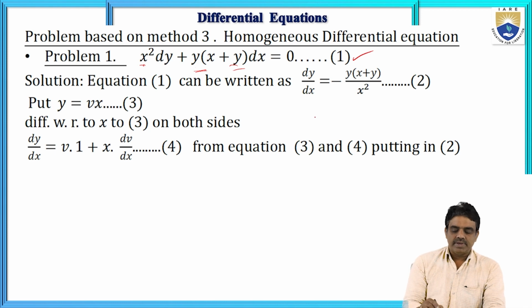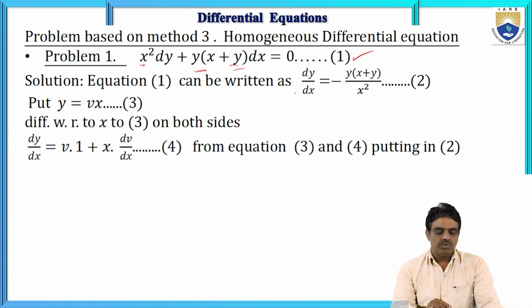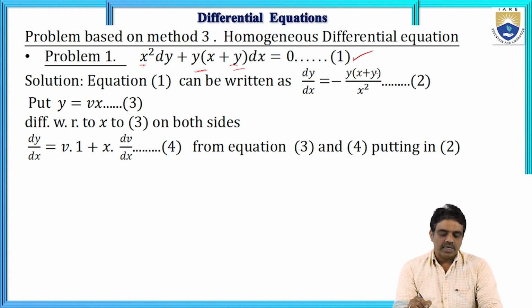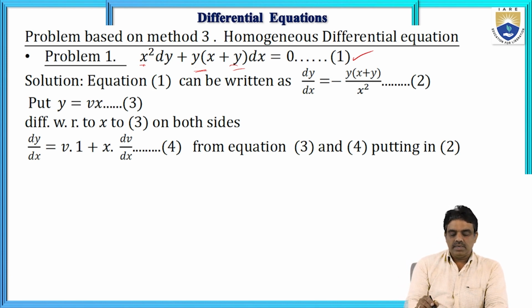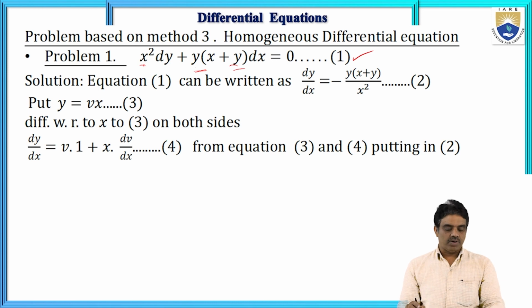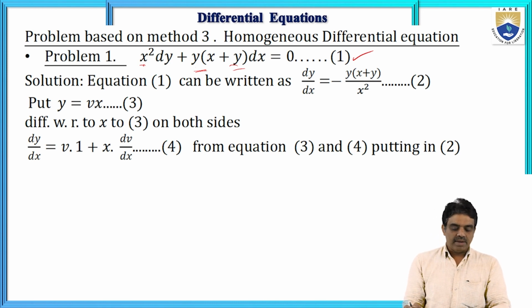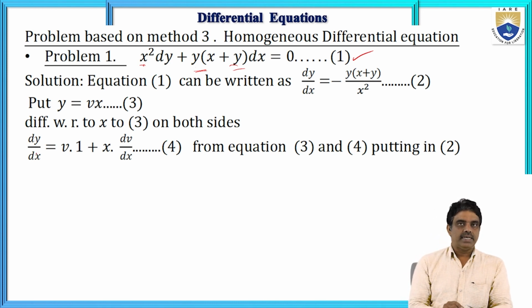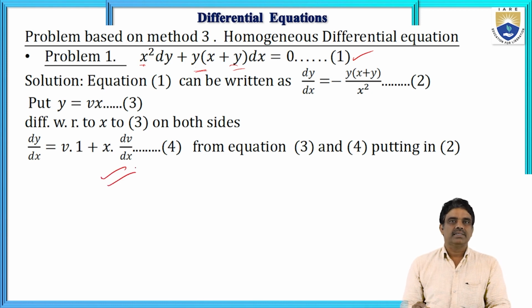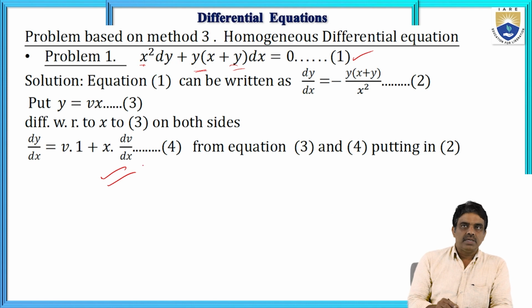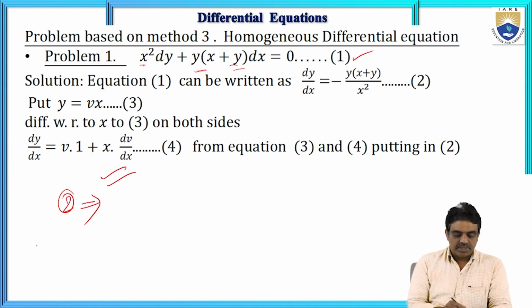So I can write this equation as dy by dx is equal to minus of y into (x plus y) by x square. Now to solve this equation, we take the substitution y is equal to vx. On taking y is equal to vx, what will be dy by dx? It is v plus x into dv by dx. So equation 2 will change, just observe.